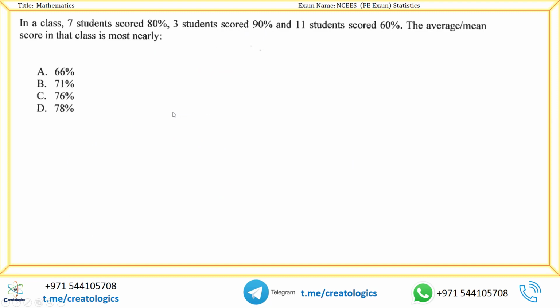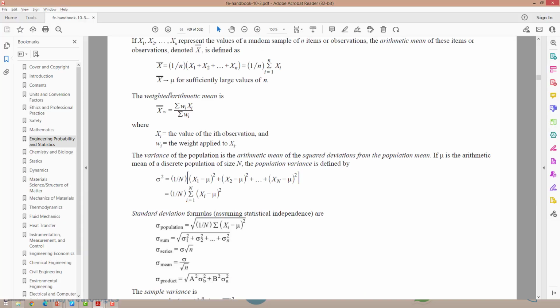In a class, 7 students scored 80%, 3 students scored 90% and 11 students scored 60%. Then you have to find the mean or the average of the score in the class. So here also I will use the handbook. You can see data is given, but this time frequencies are also given. So it will be our weighted arithmetic mean, right?